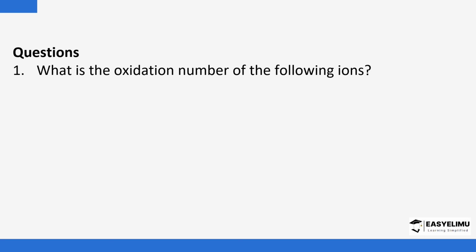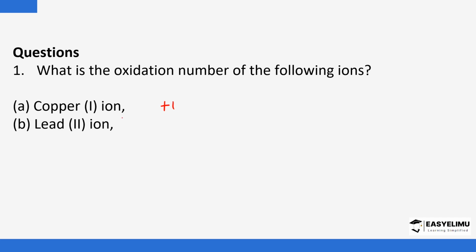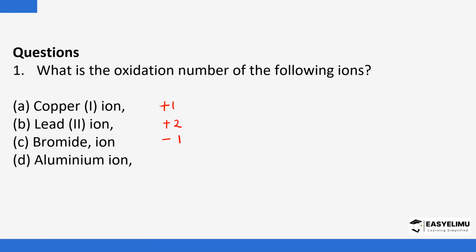So looking at a few questions, what is the oxidation number of the following ions? Copper 1 ion, so the oxidation number becomes plus 1. Lead 2 ion, the oxidation number of lead 2 ion becomes plus 2. Bromide ion, the oxidation number becomes minus 1. Aluminium ion, the oxidation number becomes plus 3. And sulfide ion, the oxidation number becomes minus 2.